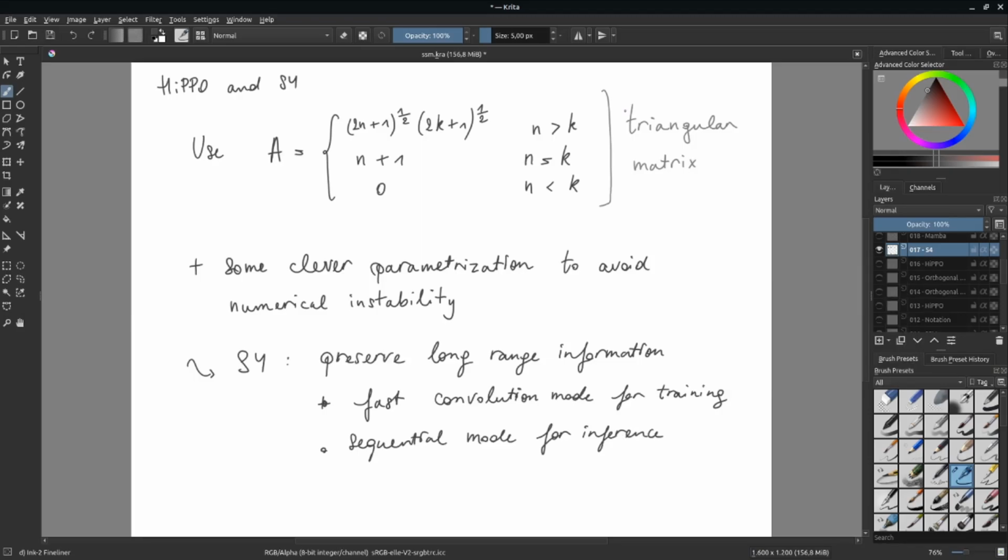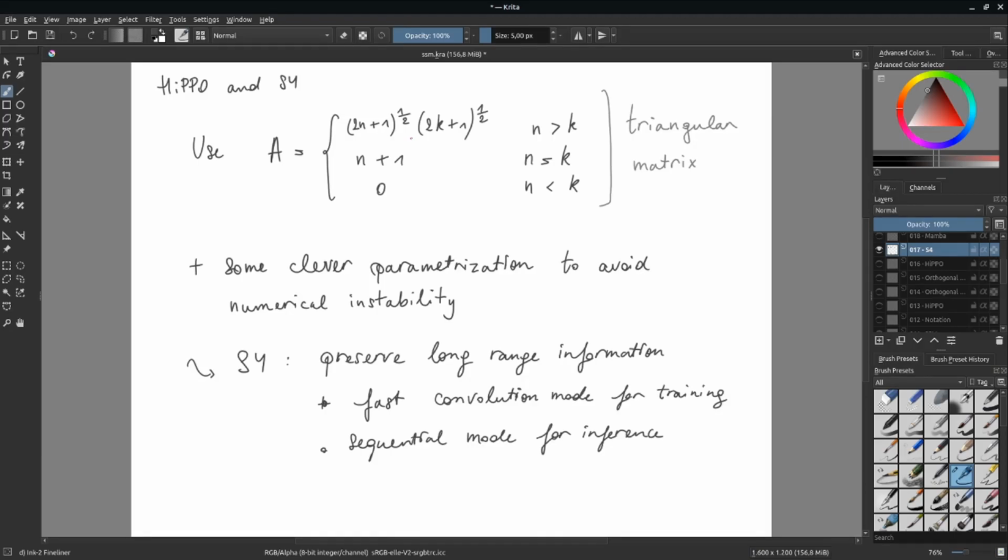So they do that, but then they also use some clever parameterization tricks to avoid numerical instability. Because one issue with this is that you have very large entries in this matrix, and so if you want to have a very large, high dimensional state, you're multiplying by a matrix with very high entries, and so you can blow up, or at least you have loss of precision because you're using float 32.